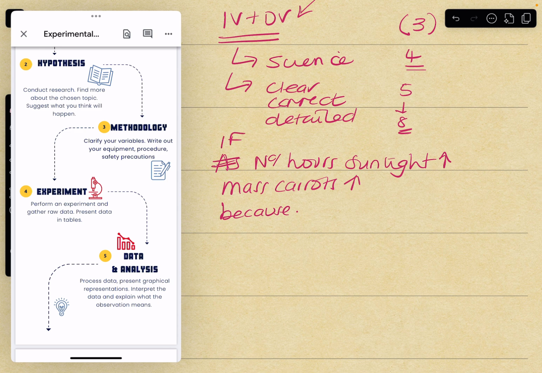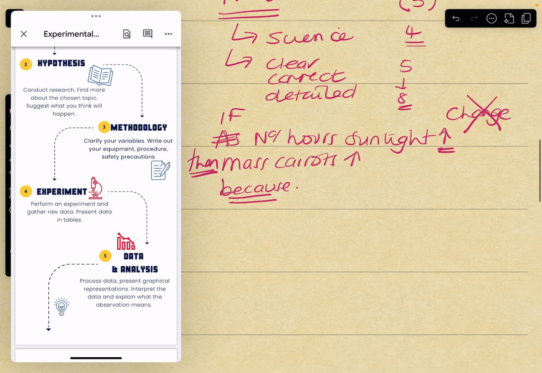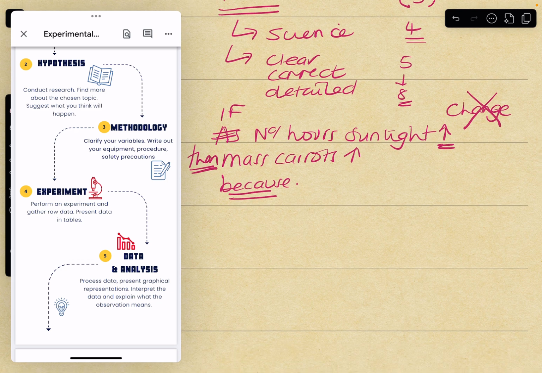So if we change this to: if the number of hours of sunlight increases, give me an actual direction. Don't say change. So if the number of hours of sunlight increases, then the mass of the carrots will increase because. If, then, because. If, then, because. This is how you elevate your answer. If the number of hours of sunlight increases, then the mass of carrots will increase because more light is available to allow photosynthesis to take place for a prolonged period of time. That's how I would get to maybe a 5.